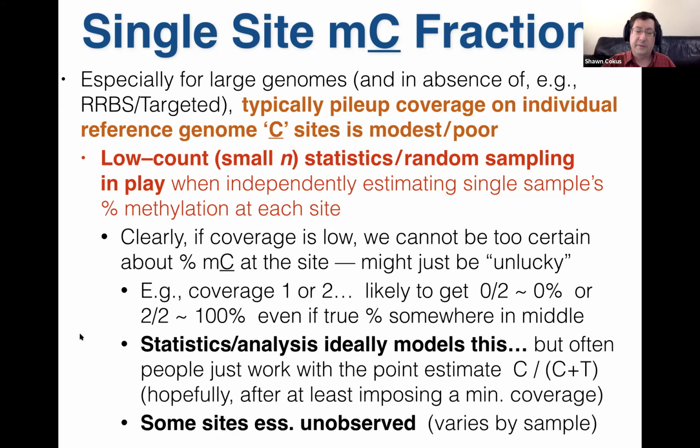important. But anyway, ideally your statistics deals with this. But a lot of the stuff people do doesn't. And a lot of the time people just work with the point estimate, just the C over C plus T that we've been talking about so far, and they just take that point estimate and run with it. And hopefully at least you've imposed some kind of minimum coverage on that denominator C plus T, maybe you only look at sites with at least 5 or something, I don't know.